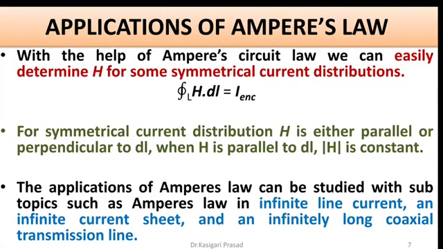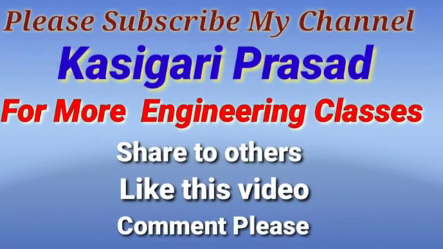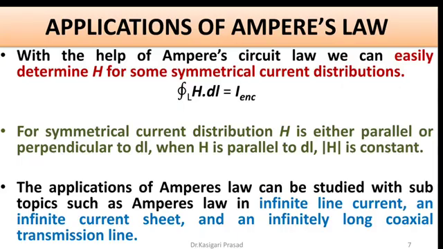Now to analyze Ampere's circuital law, let us go for applications of Ampere's law. We can apply Ampere's law similarly to how we applied Gauss's law in electrostatic fields. With the help of Ampere's circuital law, we can easily determine the magnetic field H for some symmetrical current distributions. The definition of Ampere's law is the closed integral of H dot dl equals I enclosed.